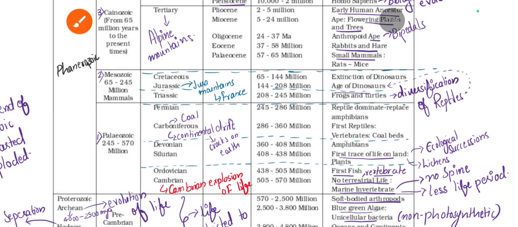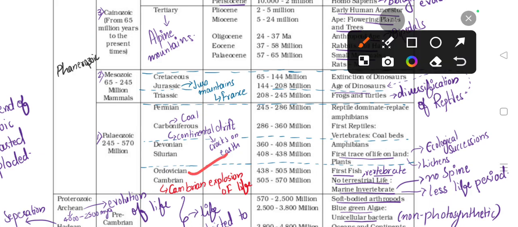During the Cambrian, we have seen no terrestrial life, but marine invertebrates started originating. During Ordovician, we have seen the first vertebrates, that are fish. During Silurian, for the first time, we have seen the first trace of life on land, that is the lichen started developing. The ecological succession started its origin during this Silurian stage. It is the Devonian period at which the amphibians originated. And during the Carboniferous, we have seen continental drift happen, coal formation took place, and the first reptiles were born.